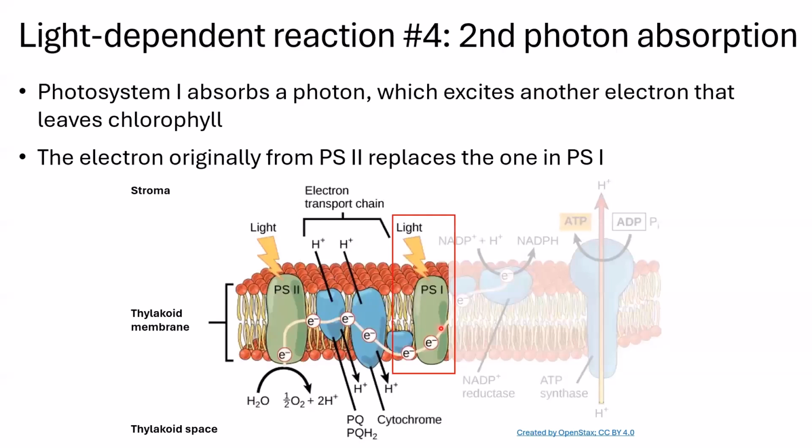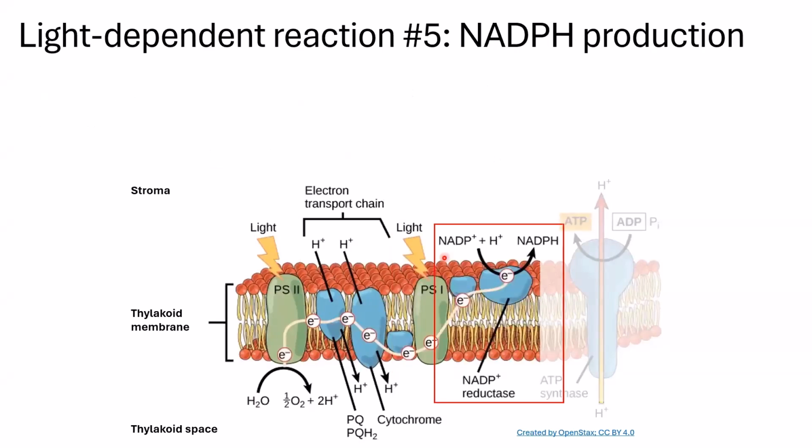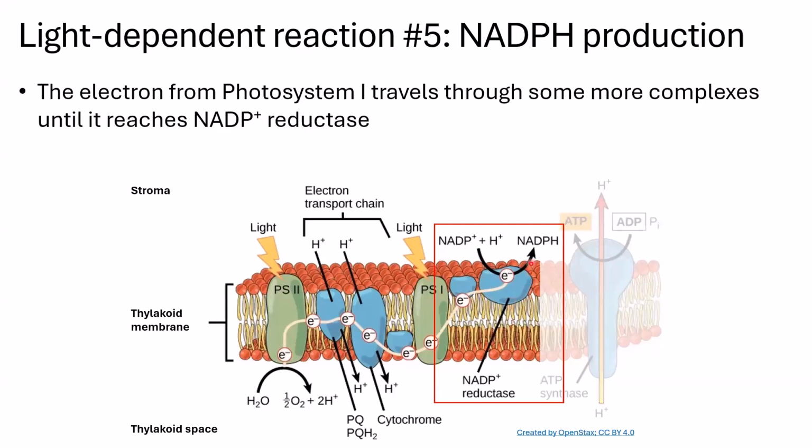The electron that left photosystem 1 will now continue traveling and eventually end up at NADP+ reductase. As you may guess from the name of the enzyme, its role is to reduce NADP+ to NADPH, using the electron from photosystem 1. This part occurs on the stroma side of the thylakoid membrane, which is important because that's where NADPH needs to be for the light-independent reactions.